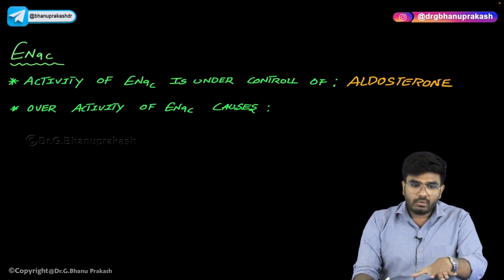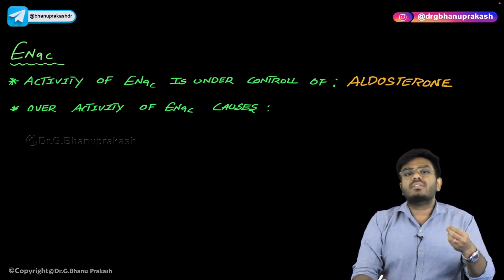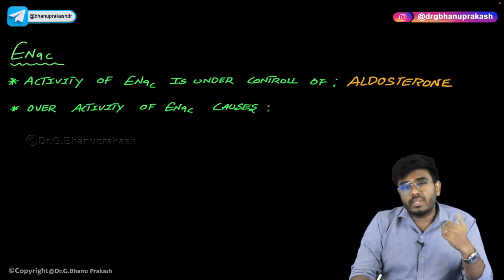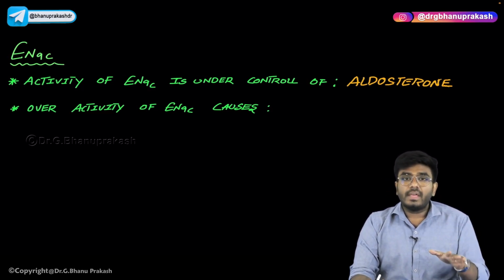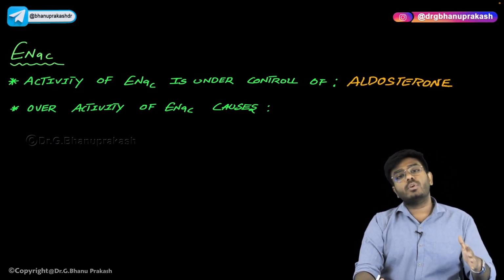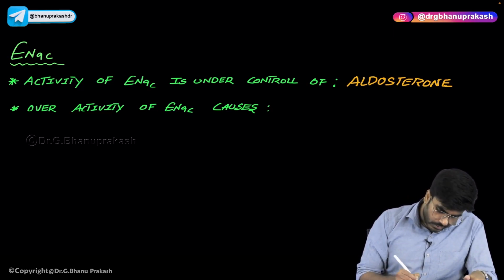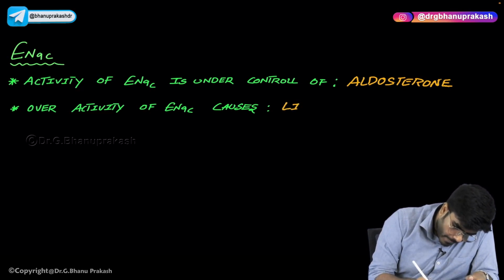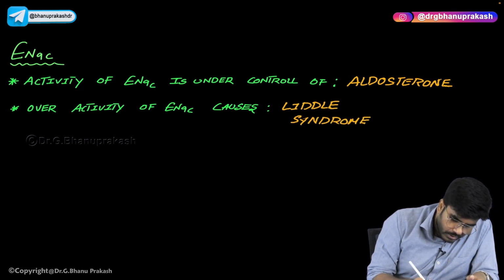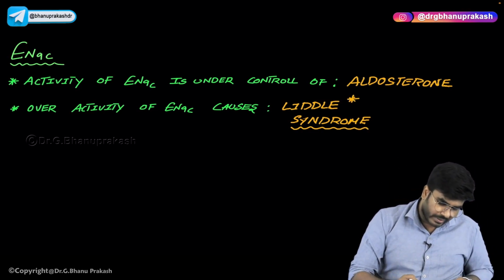When aldosterone level goes down, the activity of the epithelial sodium channels should also go down. But because of some mutation in the genes, if epithelial sodium channels are continuously working, they are not controlled by aldosterone now. They are continuously expressing, continuously reabsorbing the sodium, continuously reabsorbing the water. So what is this condition called? This condition is known as Liddle syndrome. Liddle syndrome is a condition where there is overexpression of epithelial sodium channels.